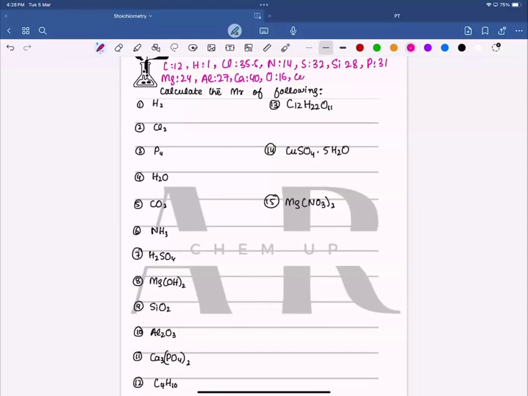If I left any element, please tell me. There is copper, which is, I think, 64. Let me confirm. Yeah, it's 64. Yes, did I miss any element? Who left the class? Khatija, Aisha, Usman. Okay. Now, copper is a transition metal. Yes, it's a transition. Carbon, hydrogen, chlorine, nitrogen, sulfur, silicon, phosphorus, magnesium, aluminium, calcium, oxygen, copper.